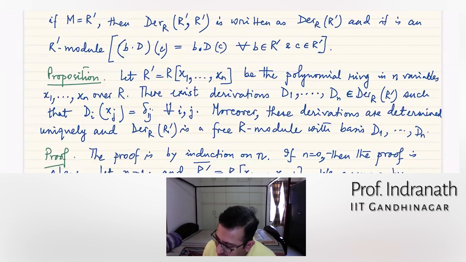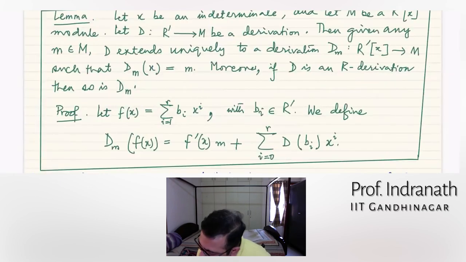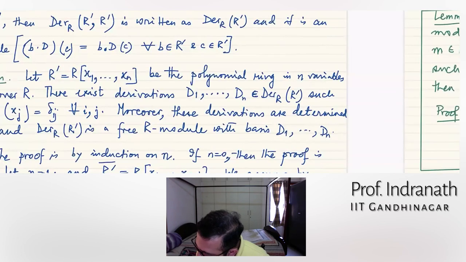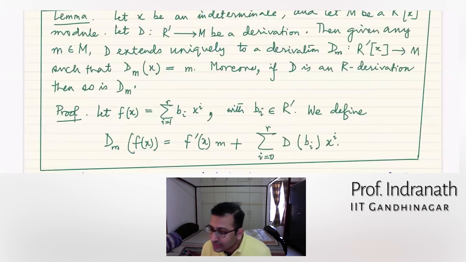Okay, so R' bar can be treated as sitting inside R'. So therefore, these can be considered as derivations from R' bar to R', right? So these are also in Der_R(R' bar, R'). But what is R' bar? R' bar is just R' with one less variable. This bar is a very simple thing. It's just dropping that last variable to make the induction work.